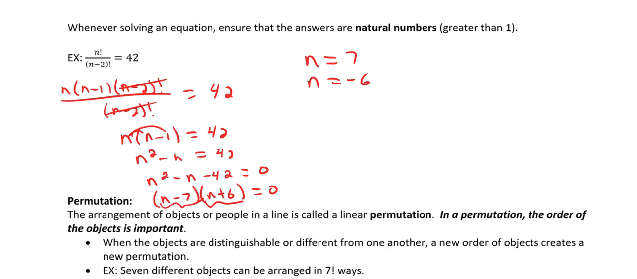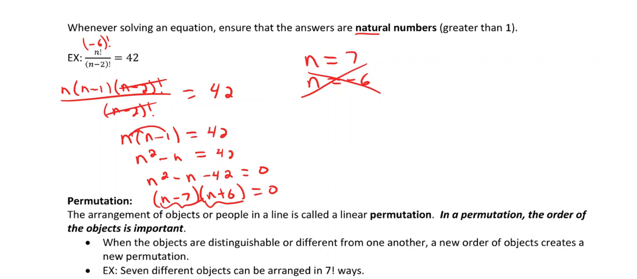But now, one of these is extraneous. You're probably guessing the right one. Negative 6 doesn't make any sense for my n value, right? So when we're doing these, they're actually going to be our natural numbers, right? So greater than 1. Because I can't really start off with negative 6 factorial, right?